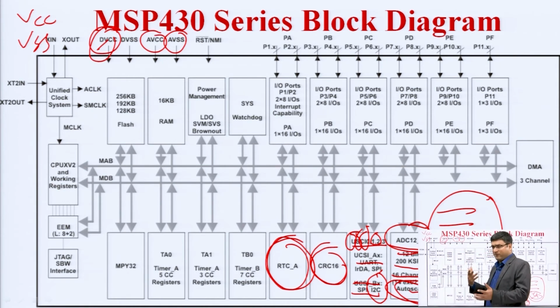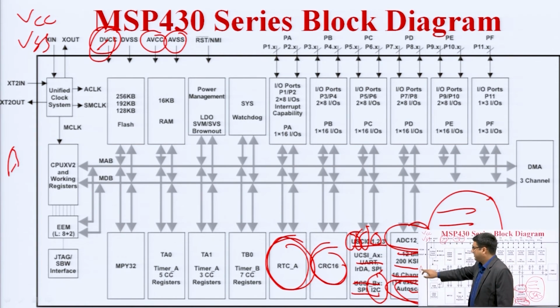We have seen that MSP means mixed signal processor. It can work on analog and digital as well. So for analog and digital, there is an analog power supply and a digital supply available, and for the ground there is an analog ground and a digital ground. So 4 pins are dedicated to this.